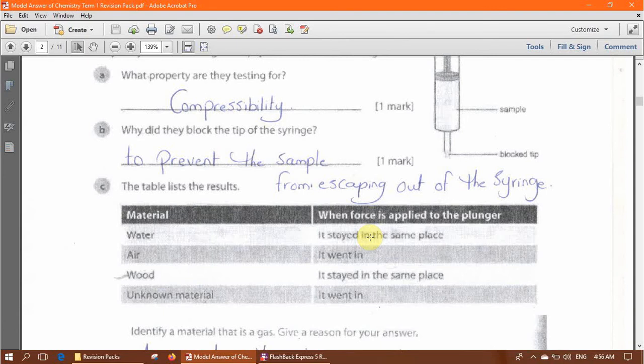But the question is out of three. So how are we going to take the 3 marks? First of all, we're going to take a mark on the identification. So when you say air or unknown material, you're going to take 1 mark. Okay, give a reason for your answer. It's out of 2. So you're going to say that the plunger went in in the case of the air and the unknown material. That's why the substance is compressible and only gases are compressible. You're going to specify the reason why gases are compressible, because there are spaces between the particles, so you can push them together.